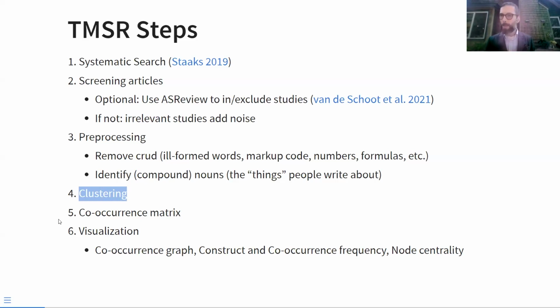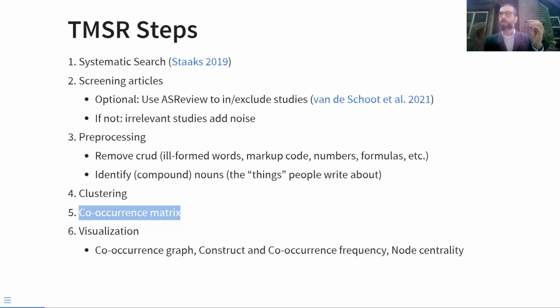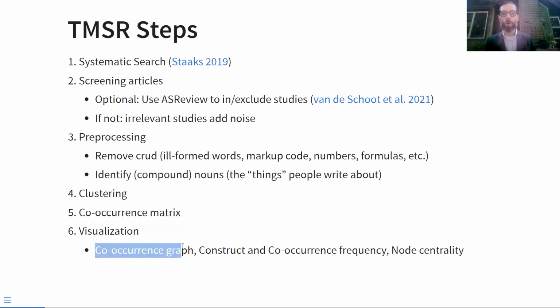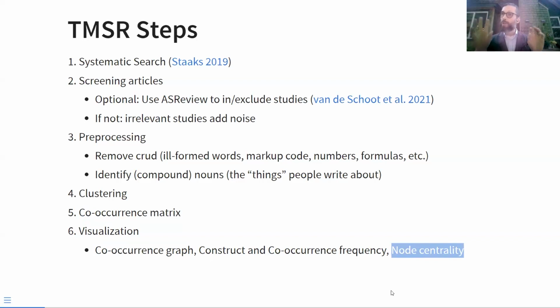into a cluster. And once we have these clusters, we can visualize the data as a co-occurrence matrix, which tells us how often two constructs occur together within the same paper or even within the same sentence. And this tells us something about a connection between the two. And we can visualize such a matrix as a co-occurrence graph, or we can just visualize the construct and the co-occurrence frequency. We can analyze different graph properties like which of the constructs are most central in the graph, etc.